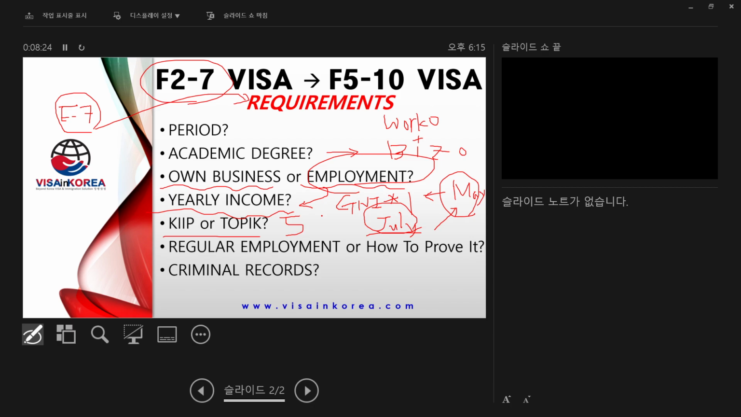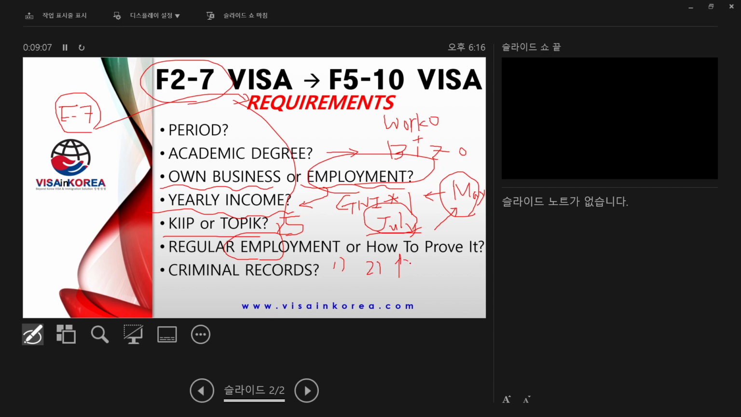Very important part. So what is regular employment? If you work at a company, you have to prove that you are a regular employee. The first way to prove it is that you can check your working contract, which indicates you are a regular worker, or if your company issues a regular worker certificate, you can use that. Secondly, you have to be registered at the National Employment Insurance for more than 1 year, right?